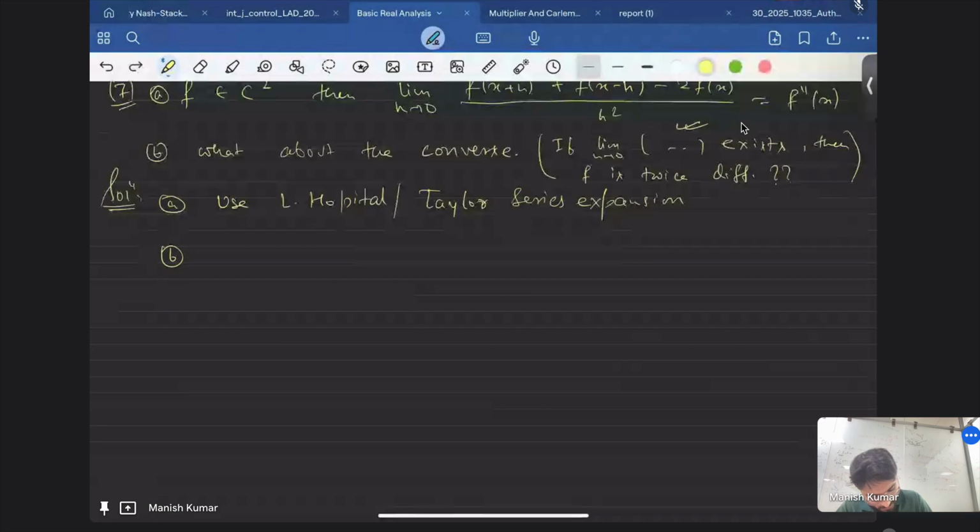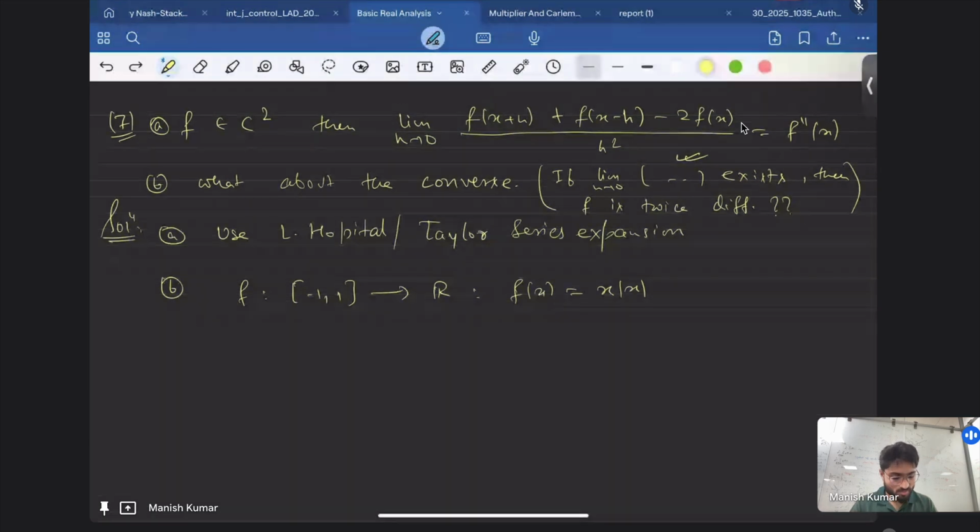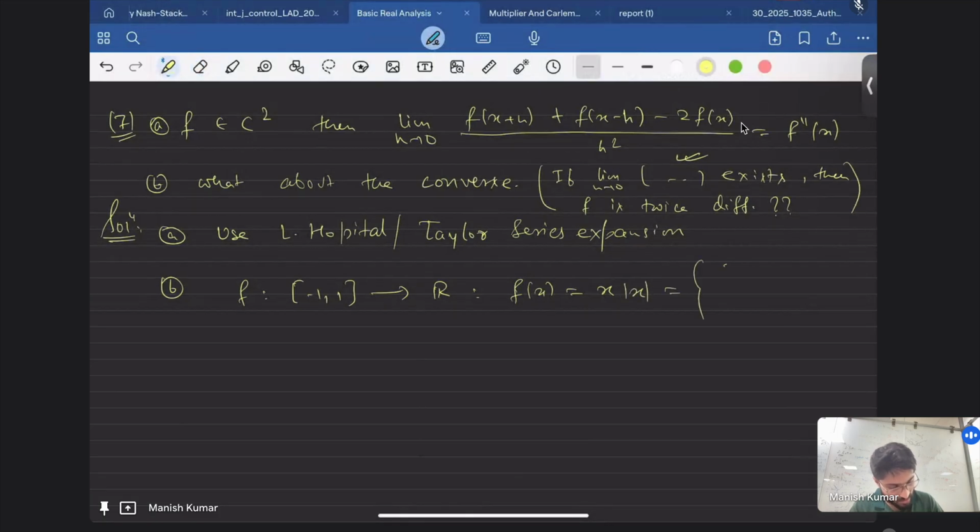For that, the function you can take is this one. So you take the function f from -1 to 1 to R, and define it in this way: f(x) equal to x times mod x. Why? Because if I take the derivative of this, I'll get mod x, which is not differentiable at 0. If you want, this can be further written as x square if x is positive, and minus x square if x is negative.